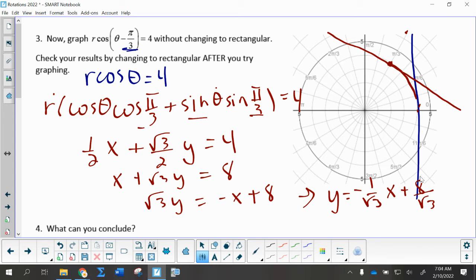And actually, this slope right here, negative 1 over root 3, is the opposite reciprocal of the slope of this line. And the slope at pi over 3 is equal to the tangent of pi over 3, and the tangent of pi over 3 is root 3. And those two lines are perpendicular, the red one and the green one. So the slope of the red line is the opposite reciprocal of the green one.